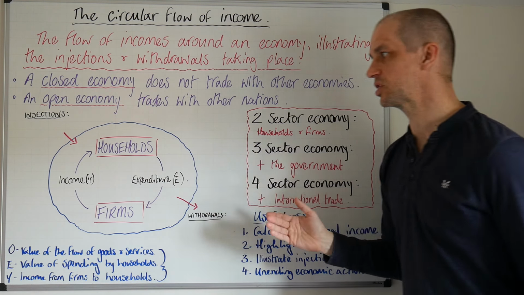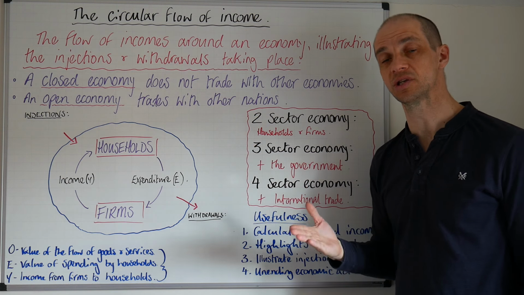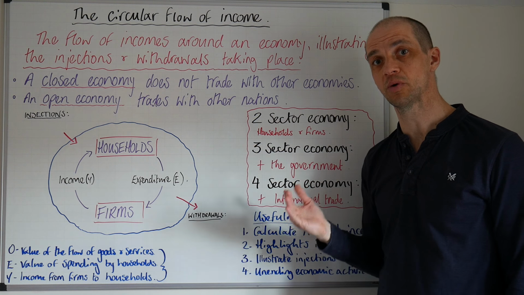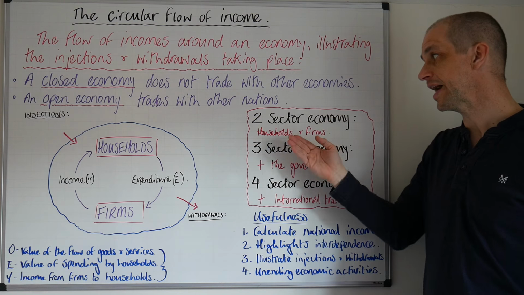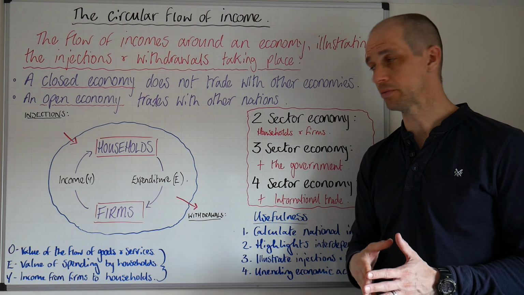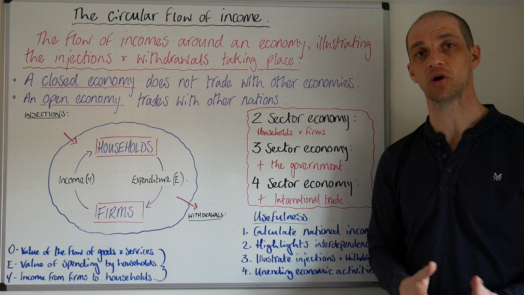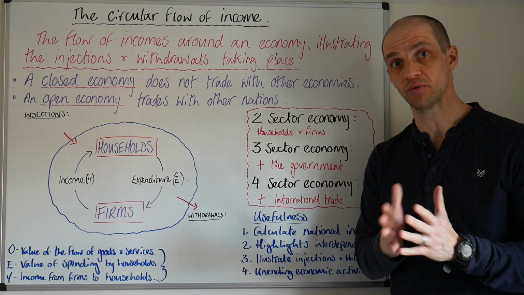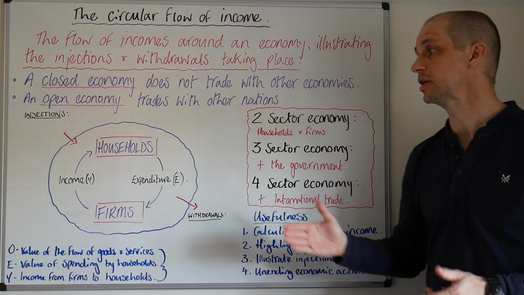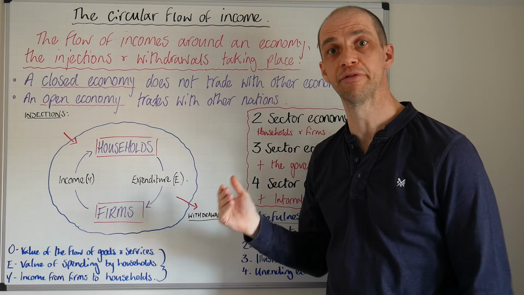Right, so let's take a look at what we've got. Firstly, within one of the instances of a closed economy that we're going to focus on here, and that is a two-sector economy. So a two-sector economy is one where households and firms are present in the economy, and that is it. So we can see this represented here with our households and here with our firms.